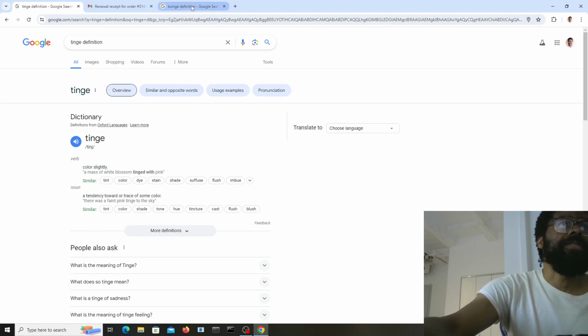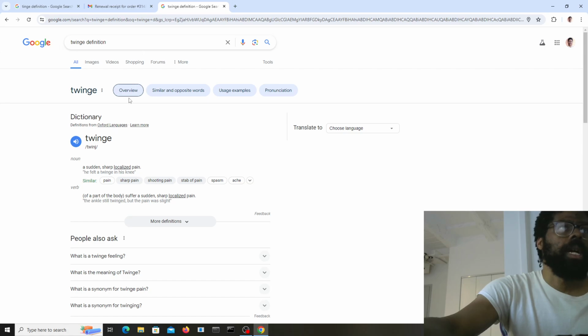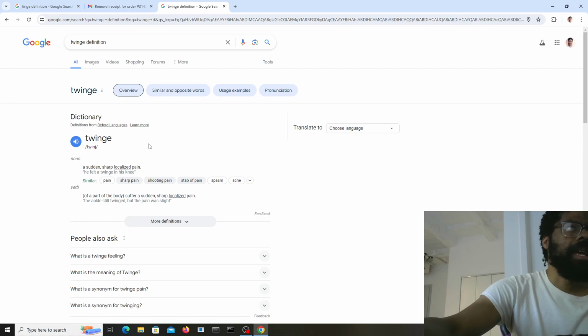So now we have twinge. Twinge, as a noun, is a sudden, sharp, localized pain. As a verb, it means for a part of the body to suffer a sudden, sharp, localized pain.